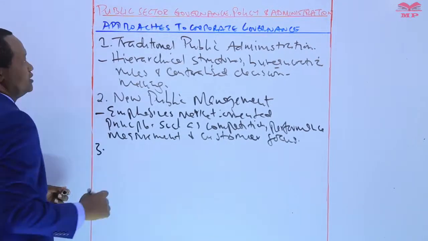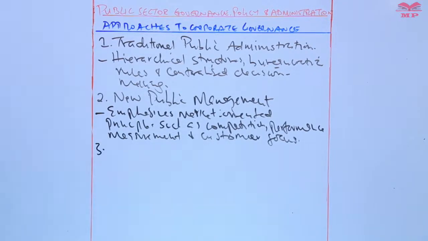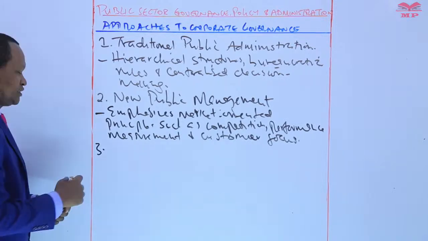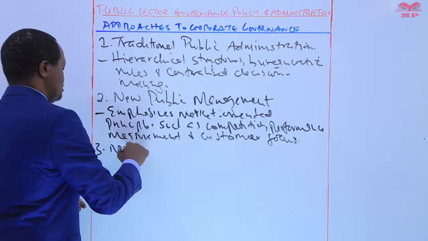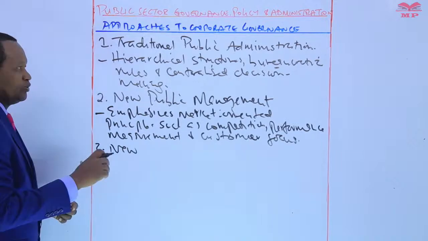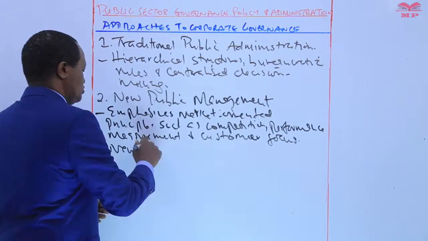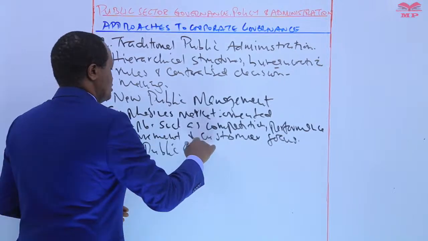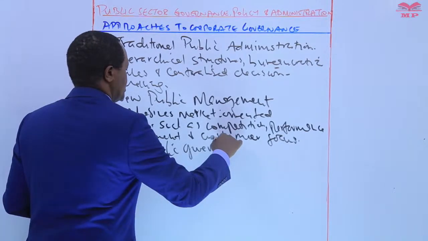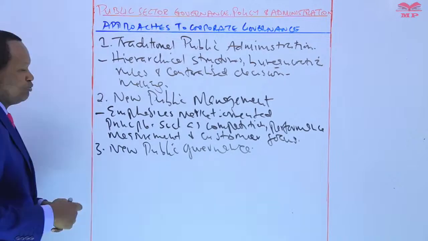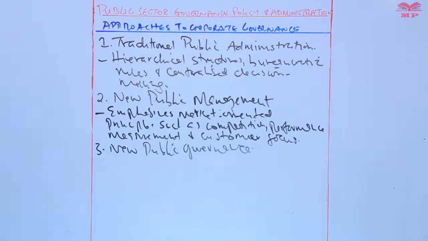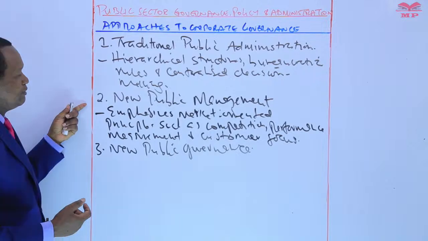The third approach is the new governance, or we can say new public governance. New public governance is an approach which is a response to perceived shortcomings of the new public management.